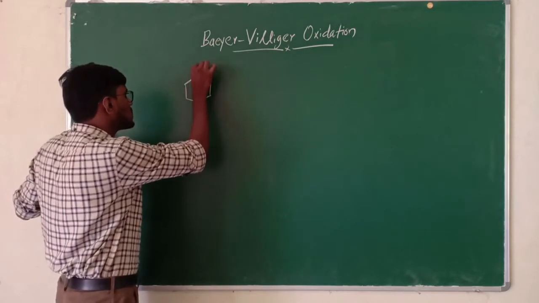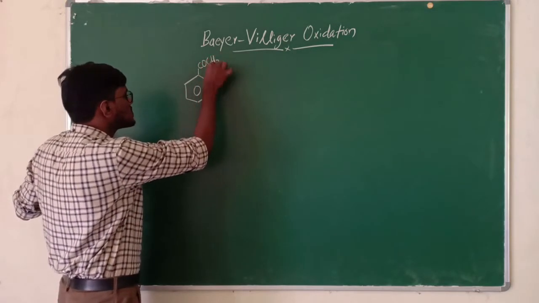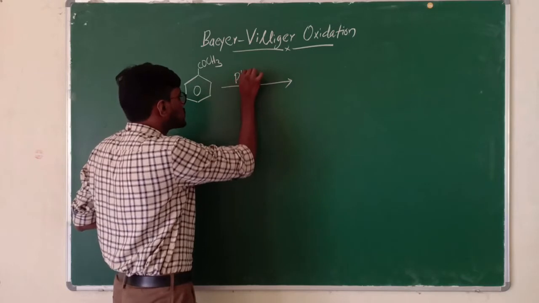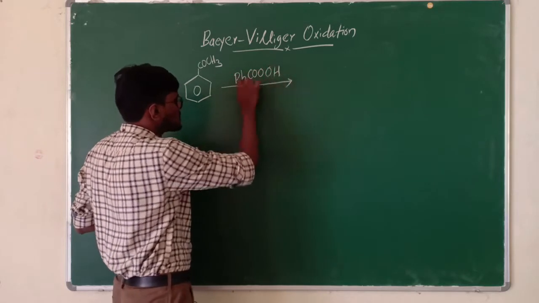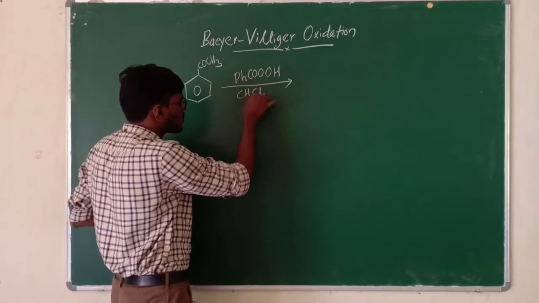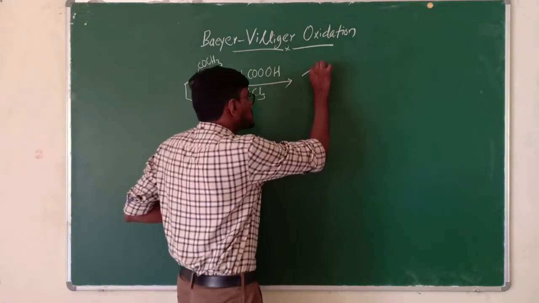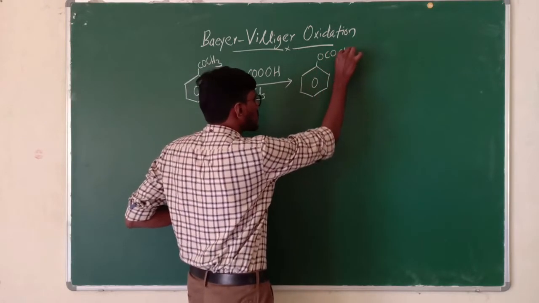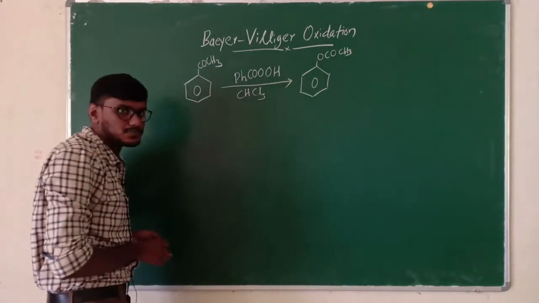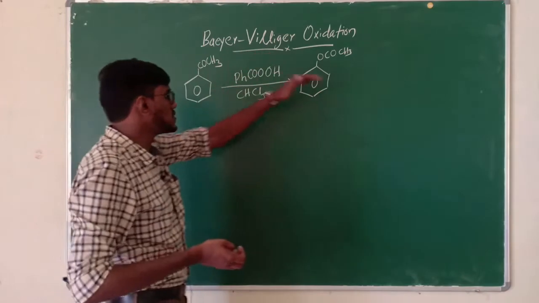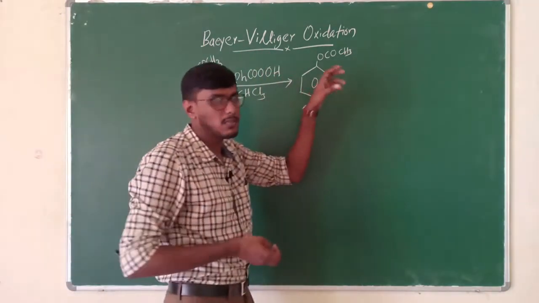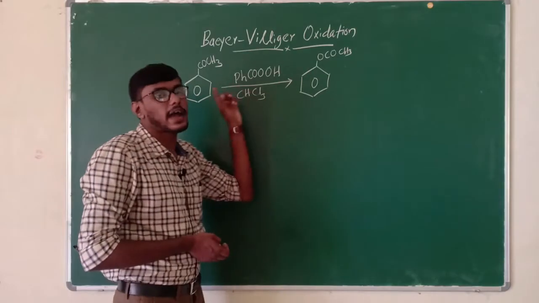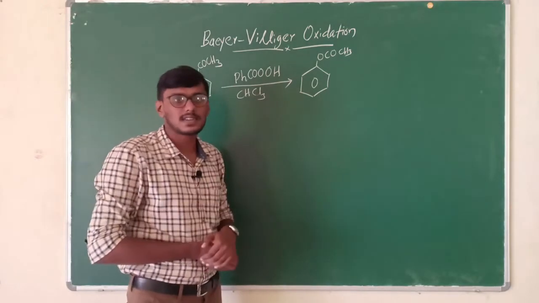This is acetophenone. Acetophenone on reaction with peracids like PhCOOOH in presence of CHCl3, chloroform, gives an ester, as an oxygen is inserted here. This is an ester and this is a ketone. So ketone gives esters by insertion of oxygen by the Baeyer Villiger oxidation reaction. The reagents used are peroxyacids or peracids.